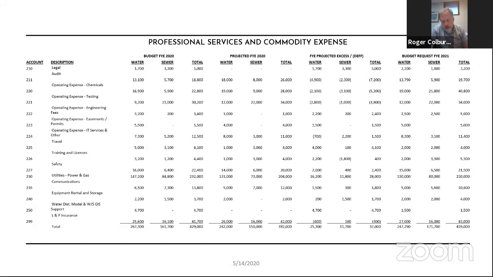So I guess that's $26,000 over what we think we're going to end up this year. There may be some room to work on that. I don't know, but I'll put a little asterisk by that for the time being. So anybody got any questions about any of the professional services and commodity expenses that are projected? Okay, so if not, let's move on to maintenance expenses.